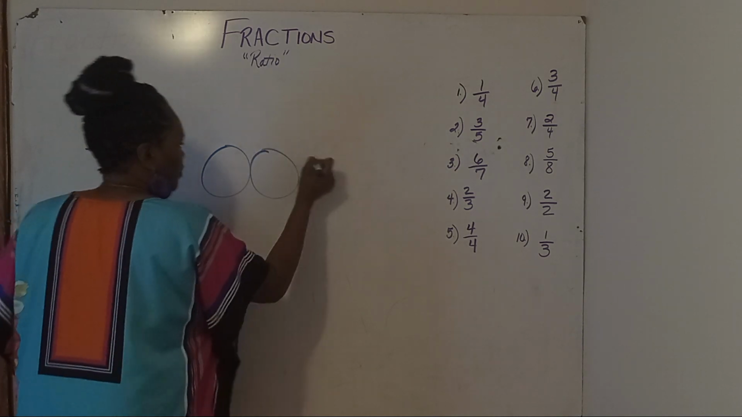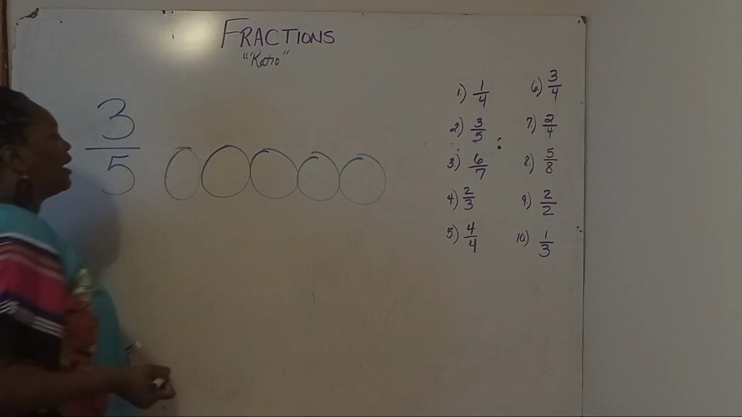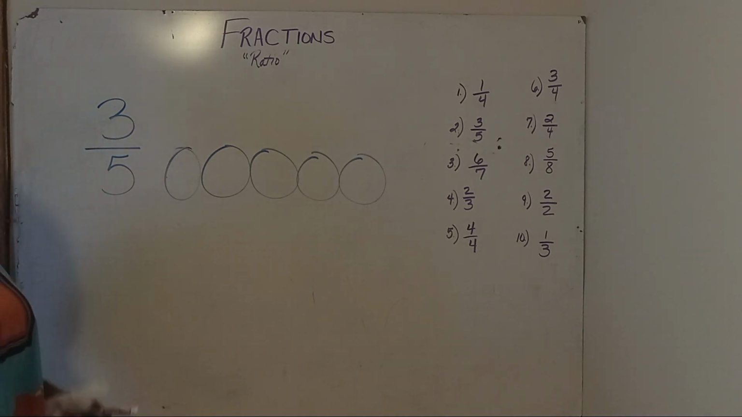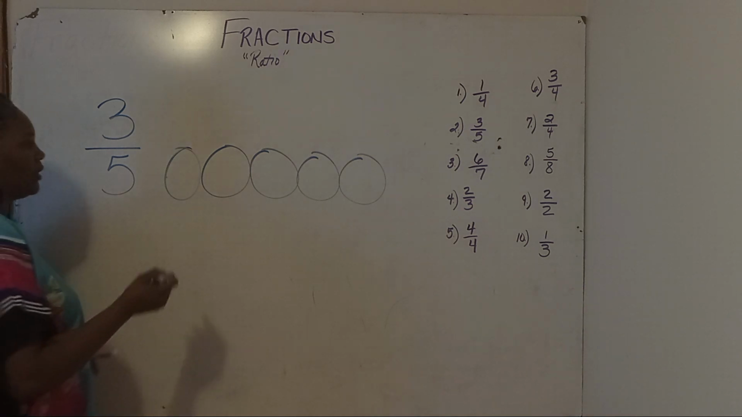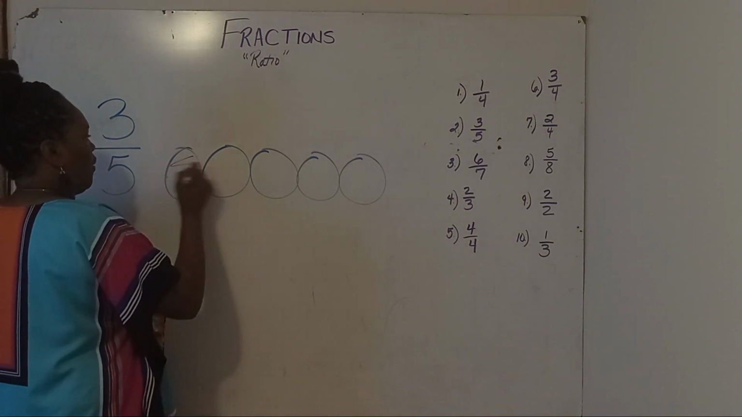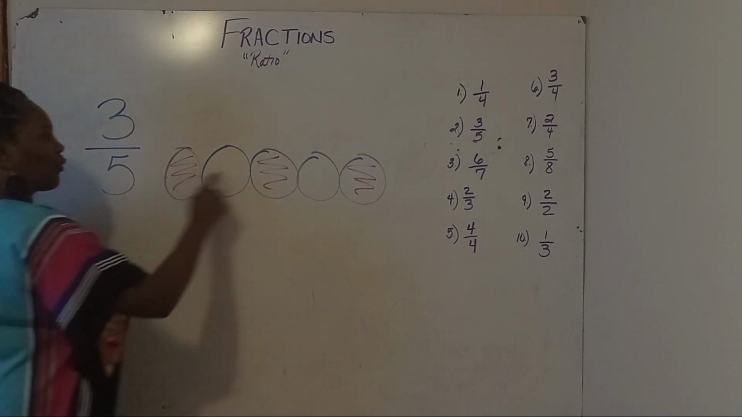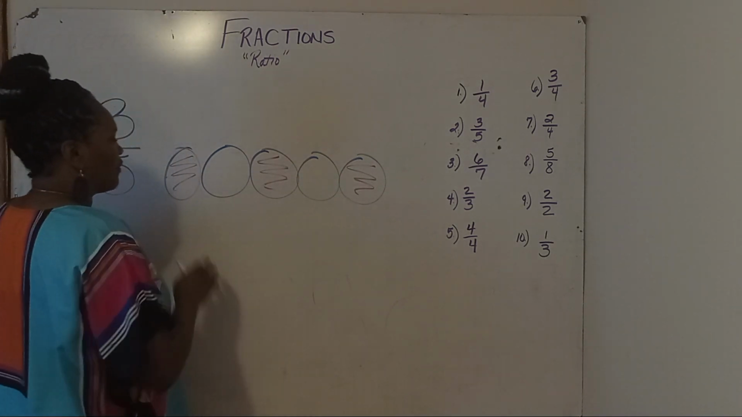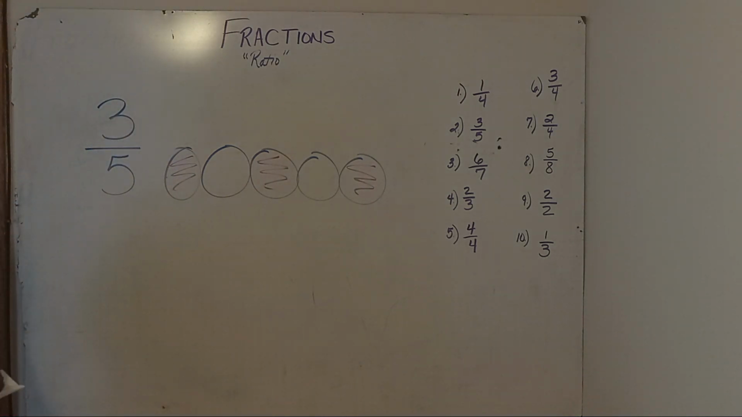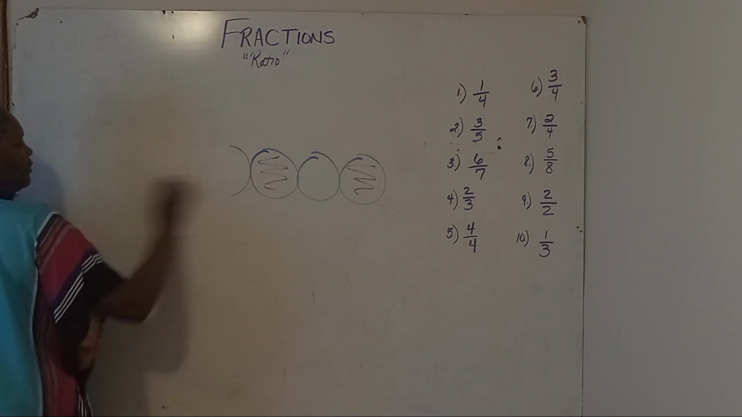1, 2, 3, 4, 5. And this number up here tells me how many I color or how many I shade, and it's 3. So you can color any 3. Let's do it in a different color. 1, 2, 3. This is 3 fifths. 3/5. And this is how we do fractions. Okay, let's go to the next one.